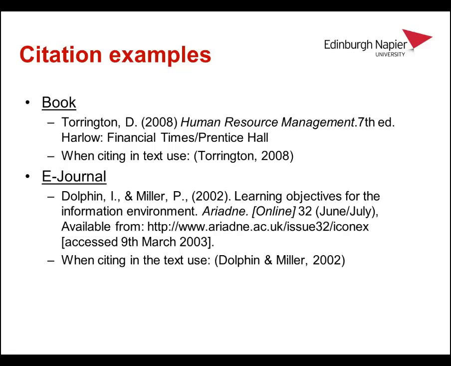You'll notice that you have the author, the year, the name of the article, then the name of the journal that it appears in, the issue, and the volume number. If you are using online journals, then it's important to put in the URL and the date you accessed it. And again, when you're citing, you just use the authors and the years. There is more information about referencing on the library web pages.